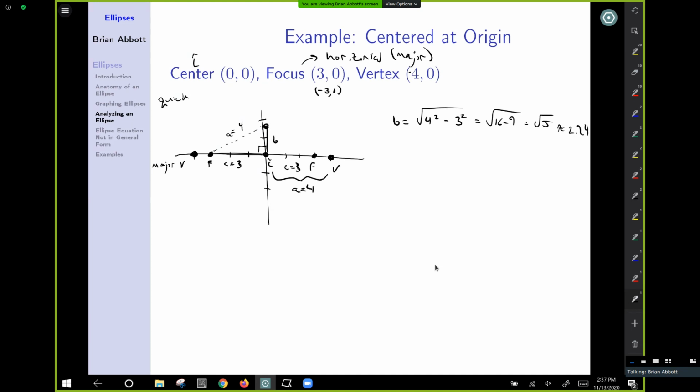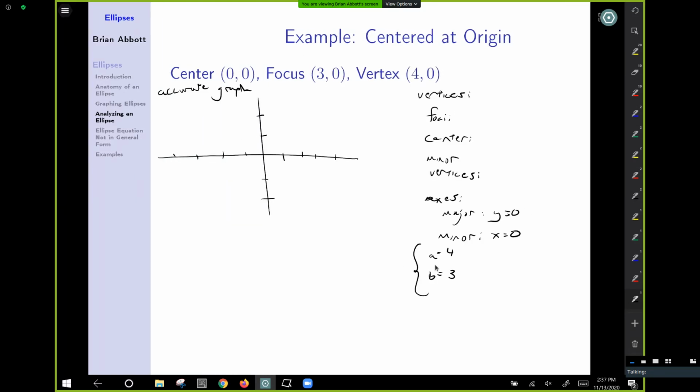All right, so let's take all of this information and let's try to draw ourselves a reasonably accurate graph. Towards that end, we will redraw our thing because it's too cluttered up. We'll put our foci on there. Our foci are at negative 3, 0, positive 3, 0. Vertices at 4, 0, and negative 4, 0, major vertices on the long axis. And then our b value, since we calculated it on the other page, was root 5, which is approximately 2.24.